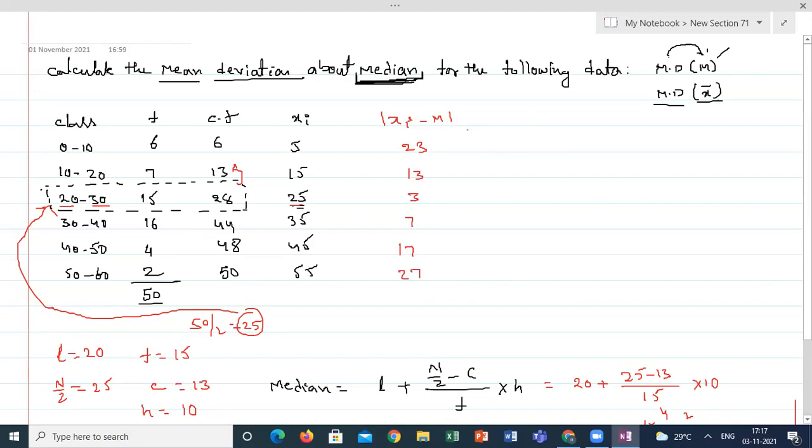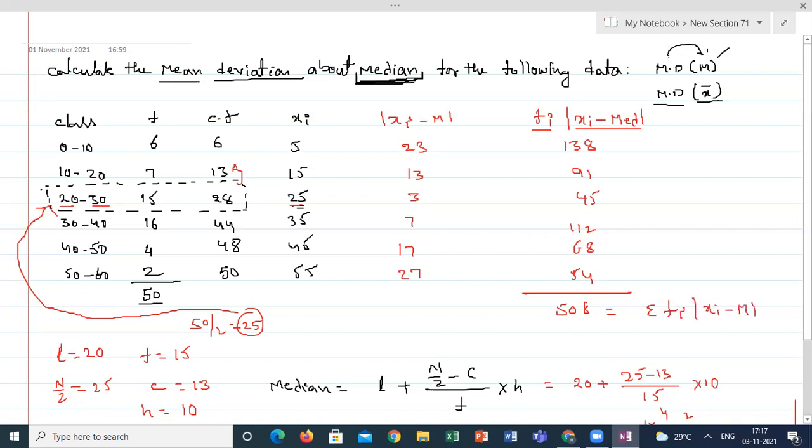Now, 23 is repeated 6 times, so you have to multiply 23 with 6. For each particular observation, multiply the deviation by its frequency, that is how many times it is repeated. So we get 138, 91, 45, 112, 17 into 4 is 68, 27 into 2 is 54. Here the summation is 508. This is the value of sigma fi modulus of xi minus median.